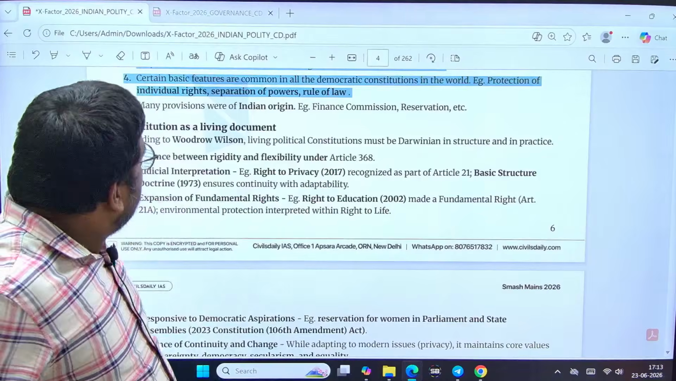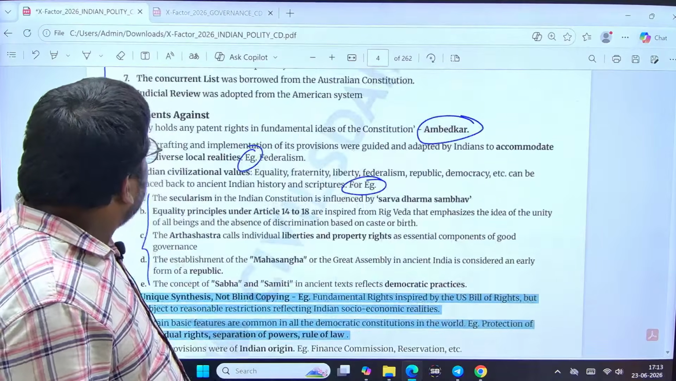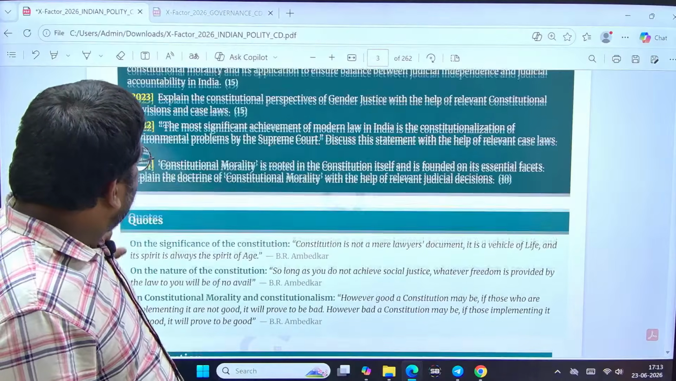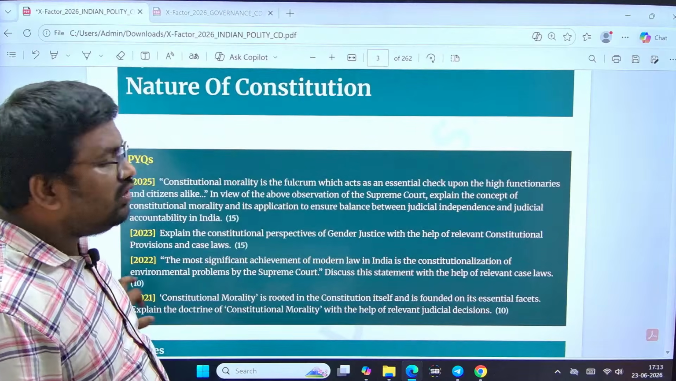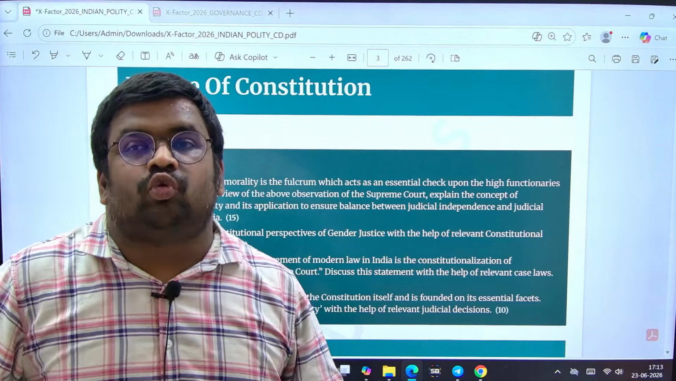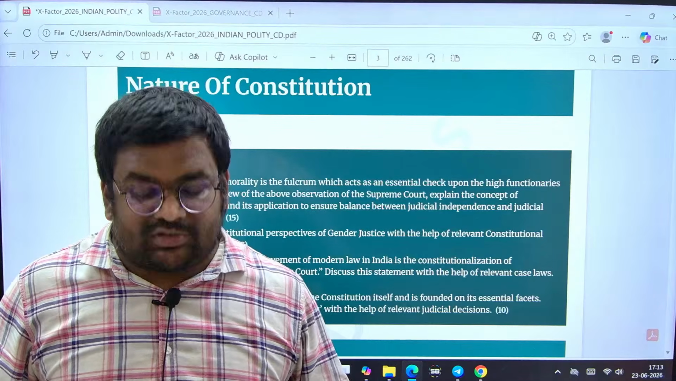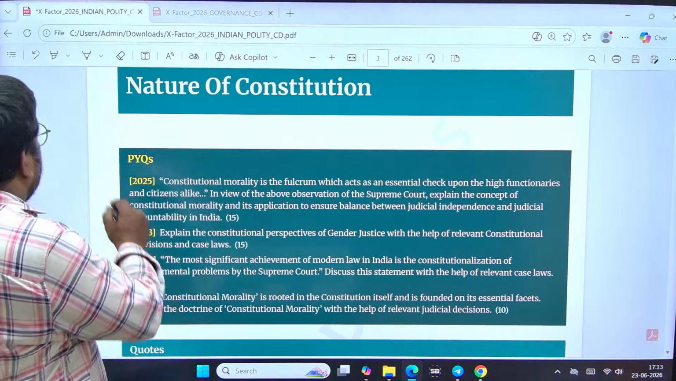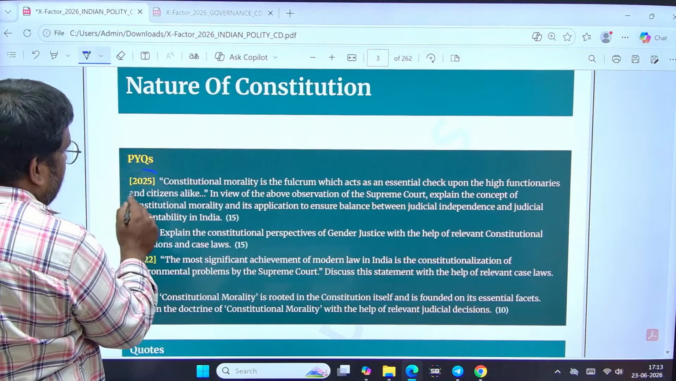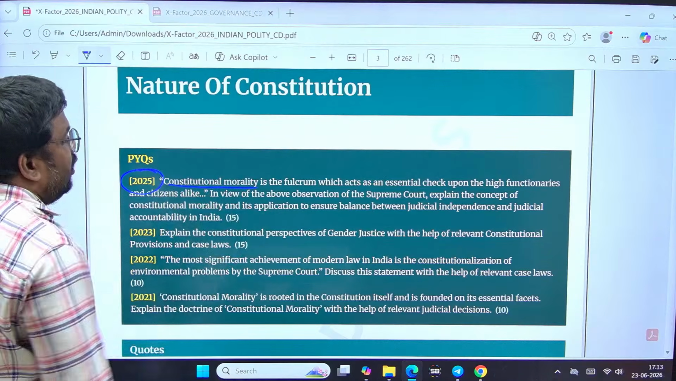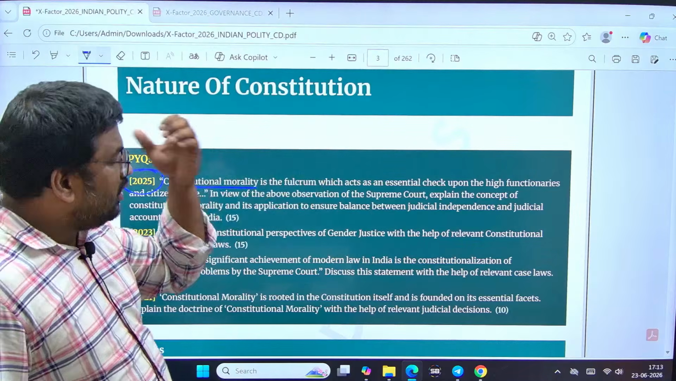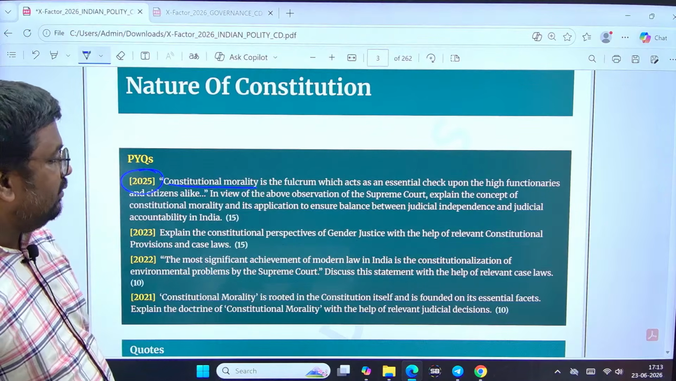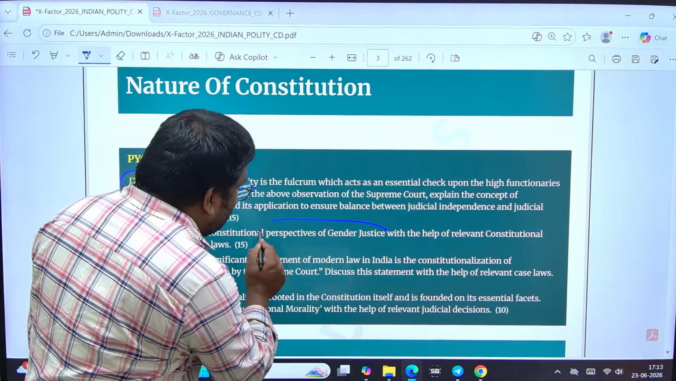ठीक है. Now if we go topic wise, तो जैसे this is the first topic. ठीक है. So this is the nature of the constitution. अब यहीं पे आपको पता चलेगा the scope of the topic, what questions they ask from the nature of the constitution. So अगर आप देखोगे तो in 2025 itself you had a question on constitutional morality. Constitutional morality is the fulcrum which acts as essential check upon the high functionaries and citizens alike. Then constitutional perspective of gender justice.